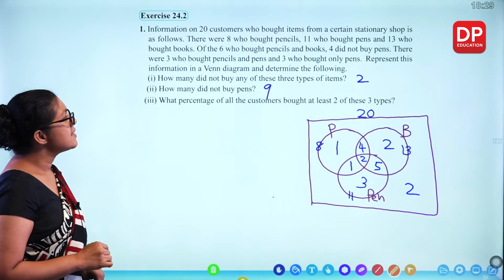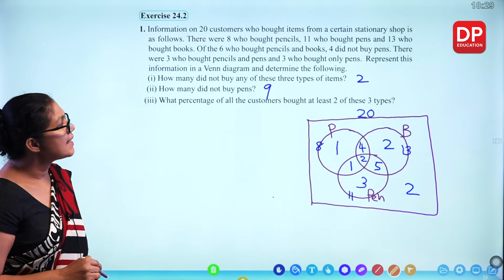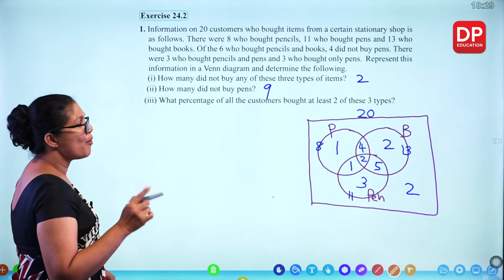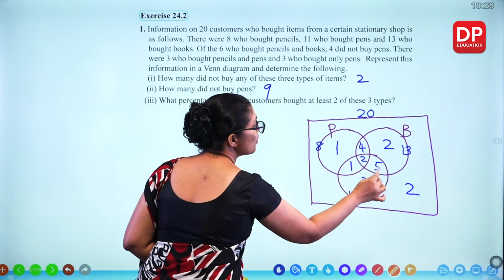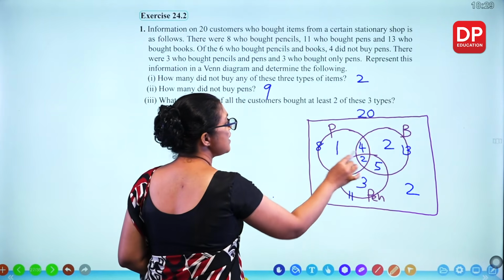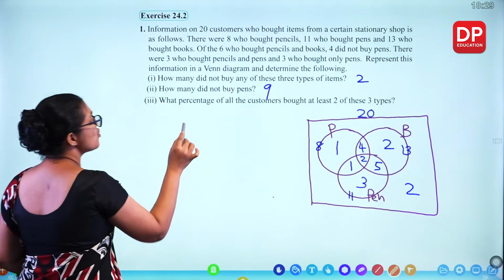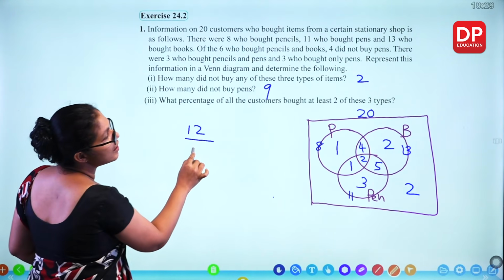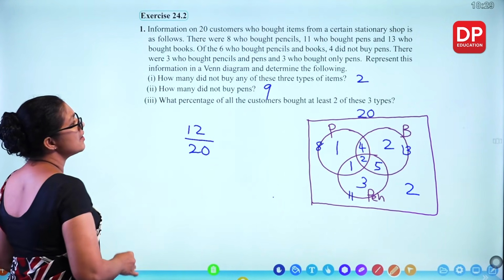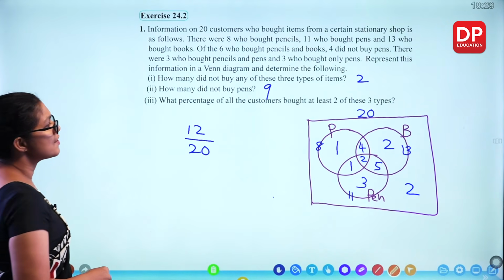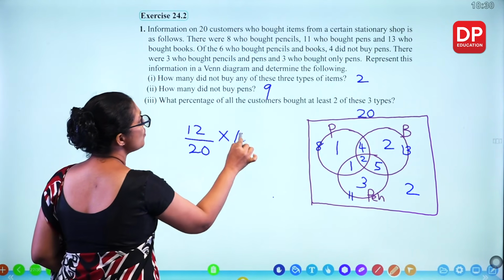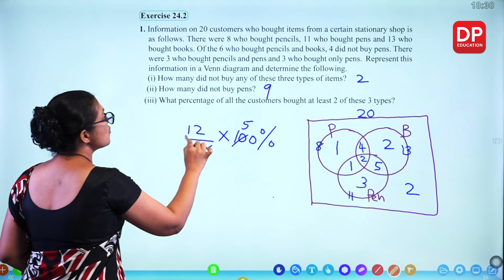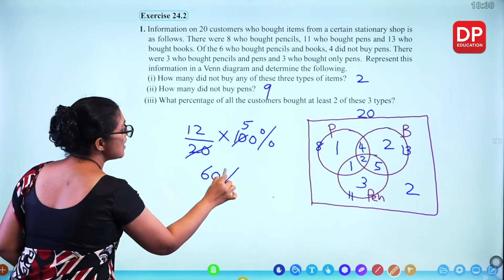Last part, what percentage of all the customers bought at least 2 of these 3 types? At least 2 means 2 or more. So you can find out the total. 5 plus 4, 9. 9 plus 1, 10. 10 plus 2, 12. So you need to find out the percentage value. Out of 20, 12 customers bought at least 2 of these 3 types, times 100 as a percentage. 20 times 5, 12 times 5, 60%.